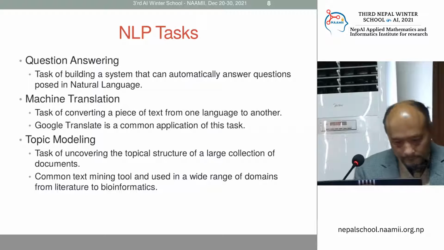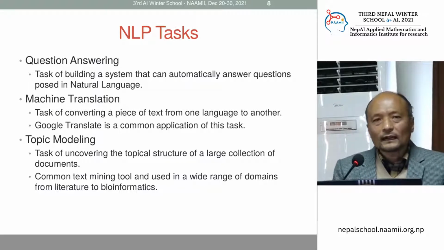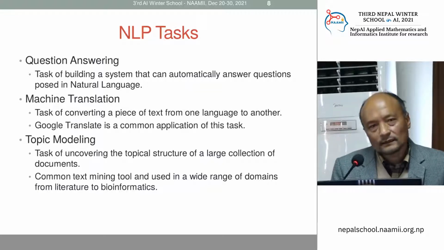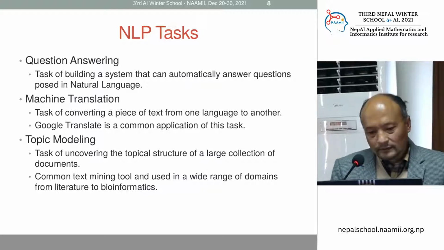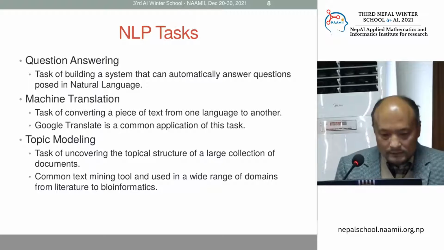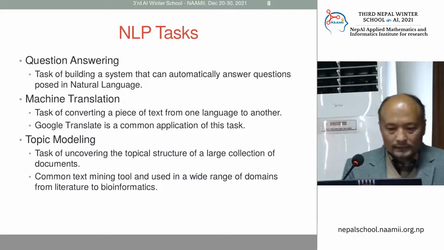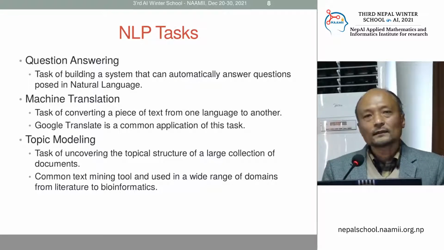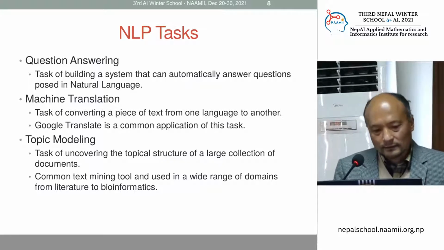Topic modeling, right? So essentially, what topic modeling does is that given some texts, it automatically tries to suggest the topics covered by these different texts, right? This is a task of uncovering the topical structure of a large collection of documents. And topic modeling is a common text mining tool, used in a variety of domains, from literature to bioinformatics and other areas.